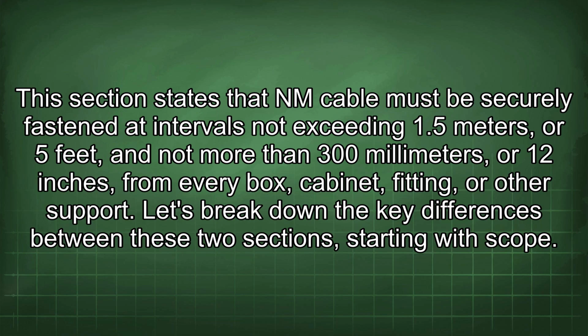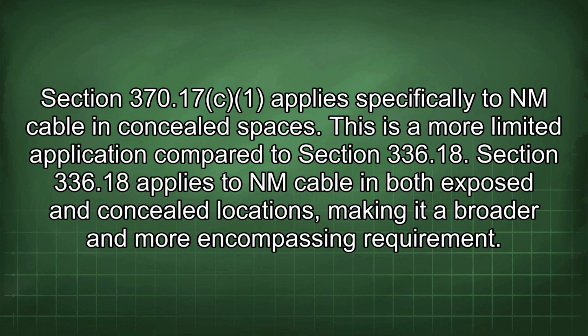Let's break down the key differences between these two sections, starting with scope. Section 370.17 CON applies specifically to NM cable in concealed spaces. This is of more limited application compared to Section 336.18. Section 336.18 applies to NM cable in both exposed and concealed locations, making it a broader and more encompassing requirement.